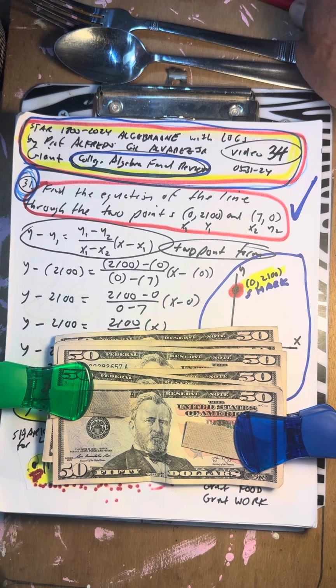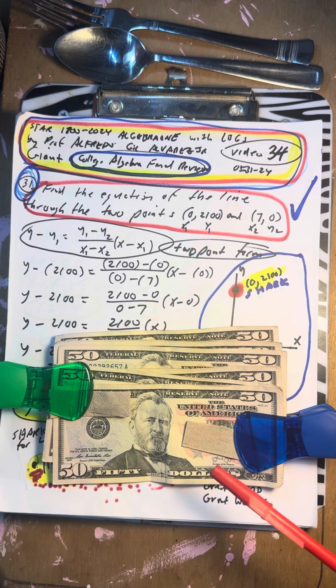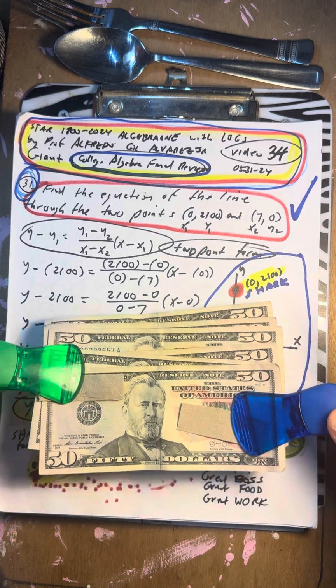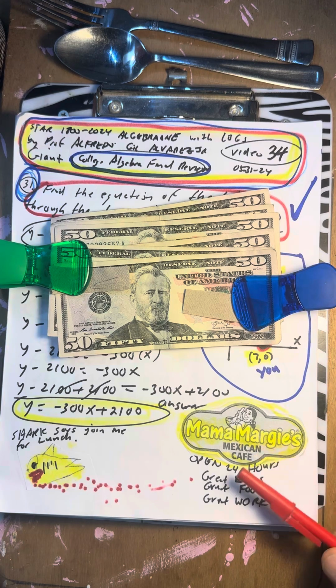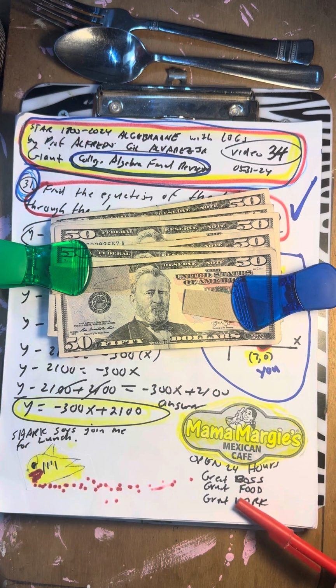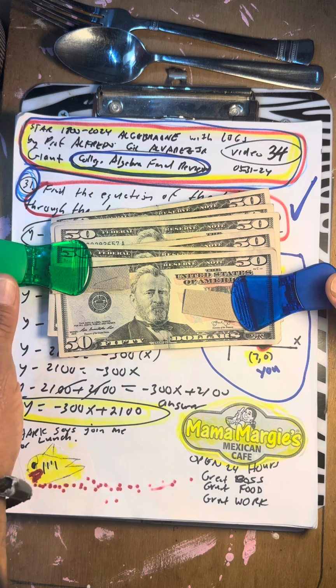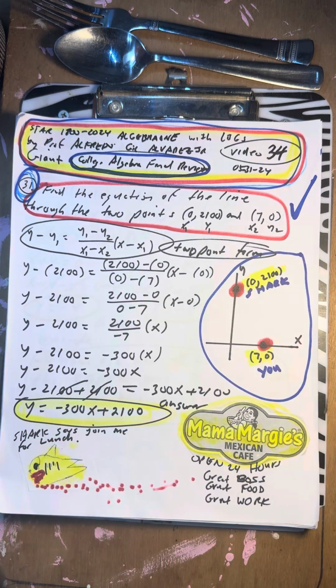Now, wait, before we do this, do you need money for college, tuition, fees, books, software, stuff like that? Okay. Mall Margin Mixing Cafe, open 24 hours. Great balls, great food, great work. Need money? Go there. Go work there. But you don't need money. You got lots of money.